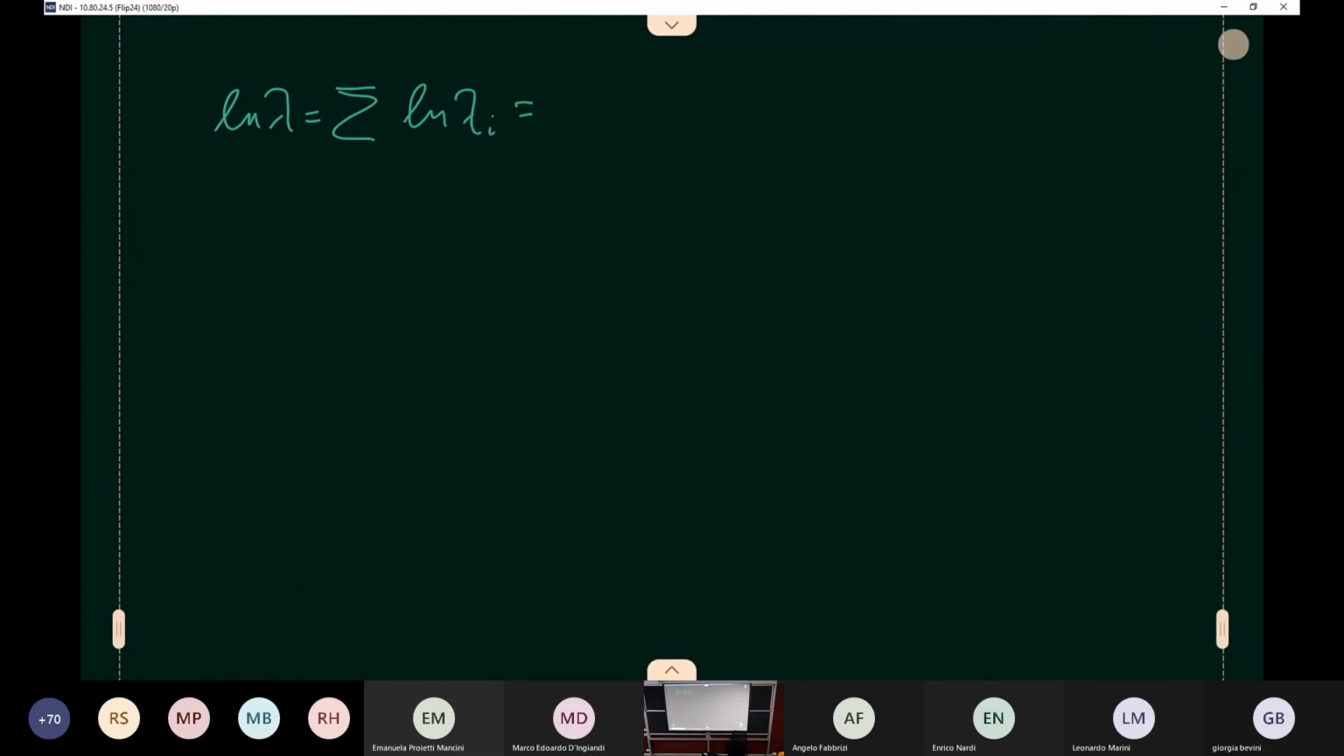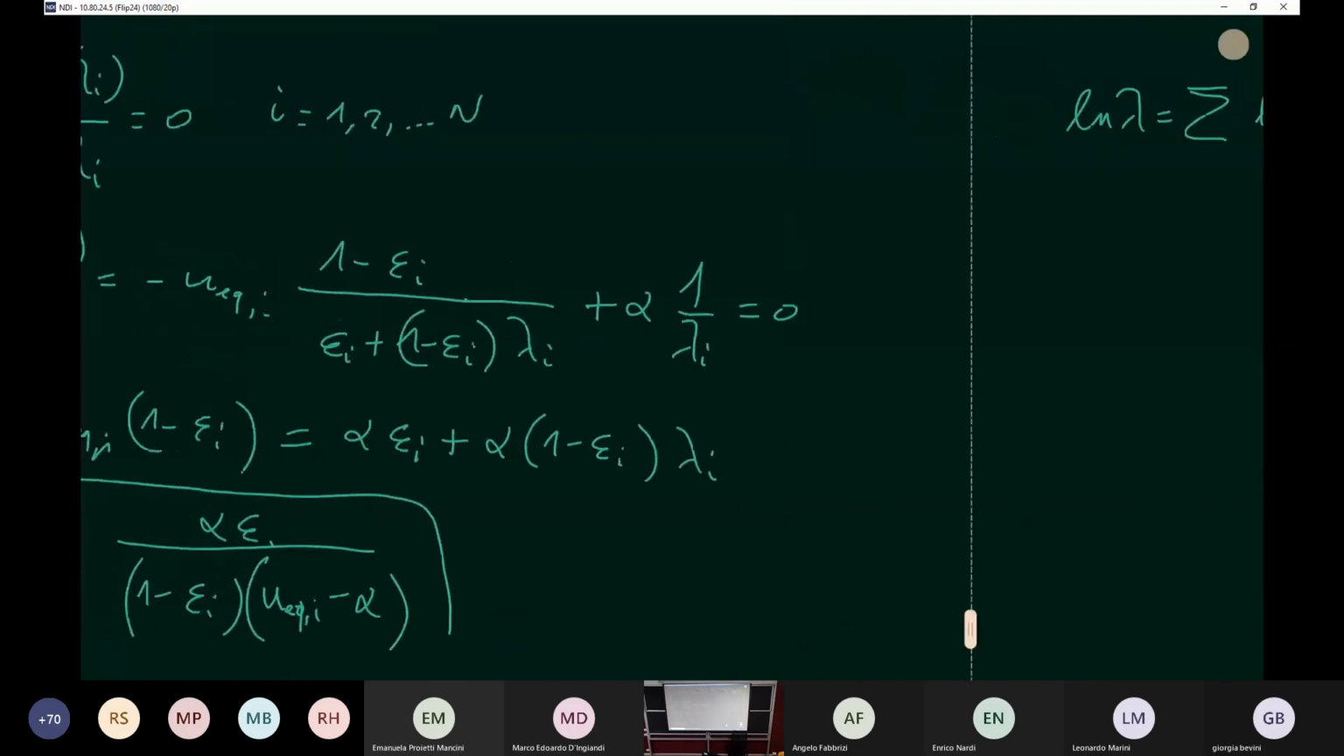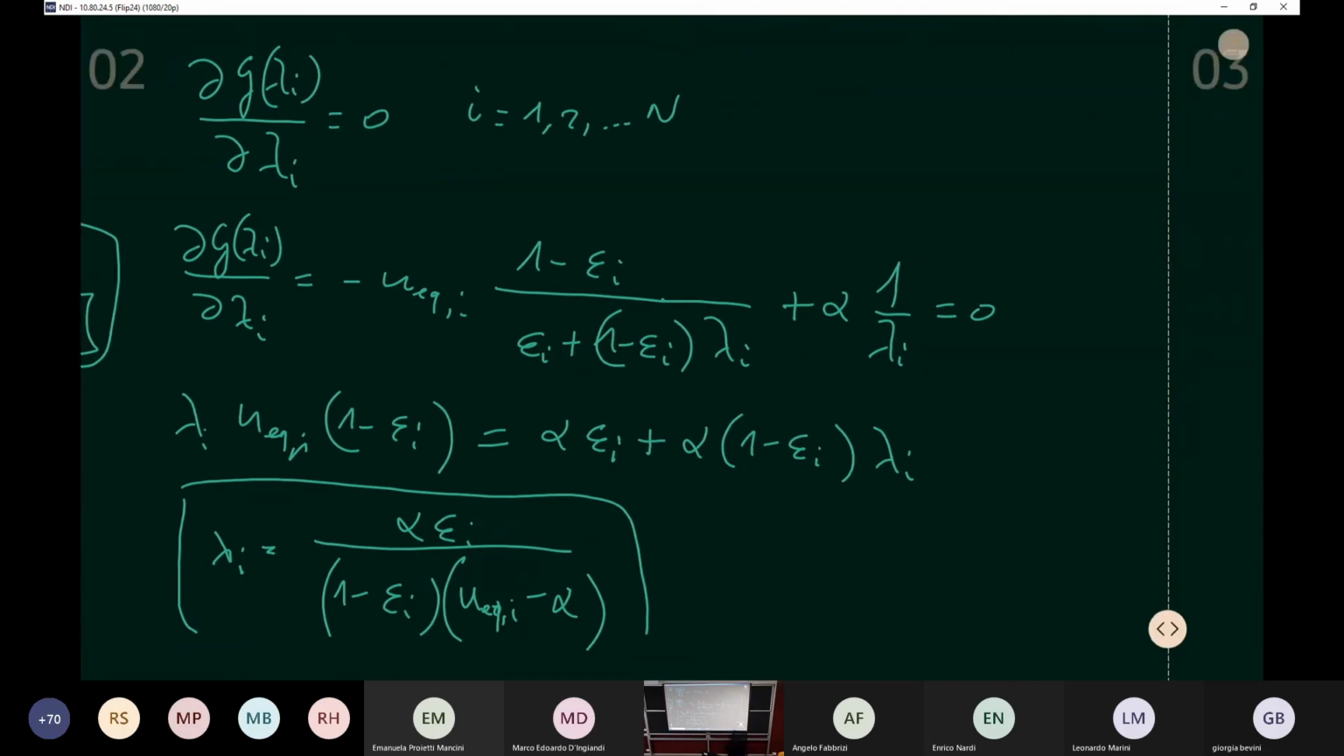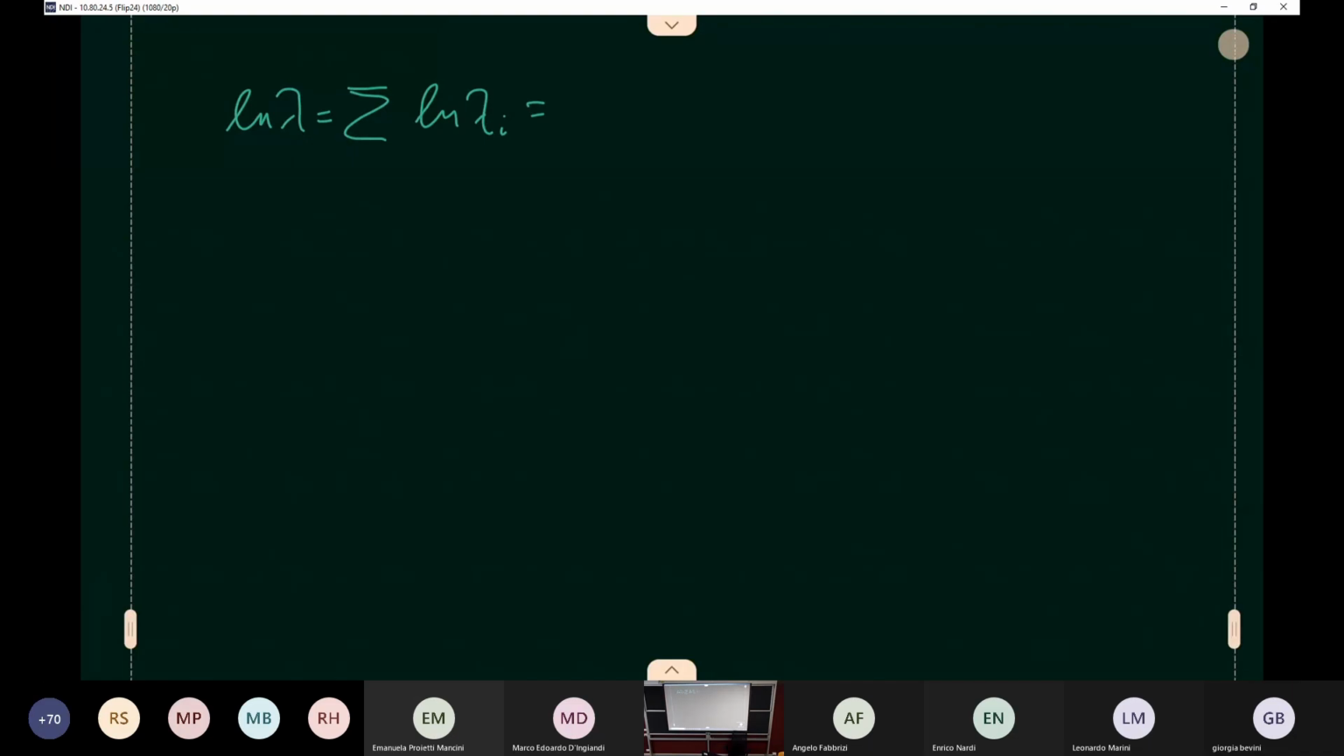So we just replace here the expression we just wrote for lambda I, substituting it in this one, and I can write this in this way: sum I from 1 to n, and we have the different terms in a product, so that we can express it as a sum of different logarithmic terms, and the denominator will be this one.